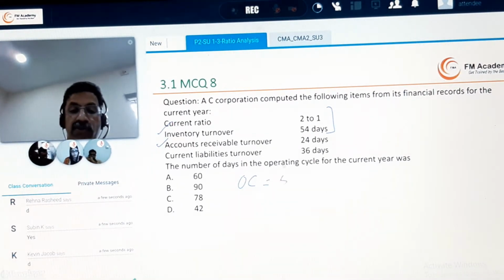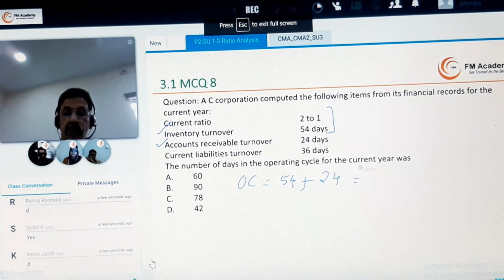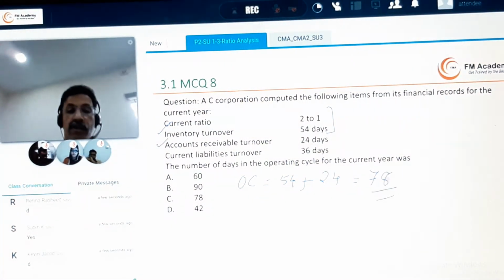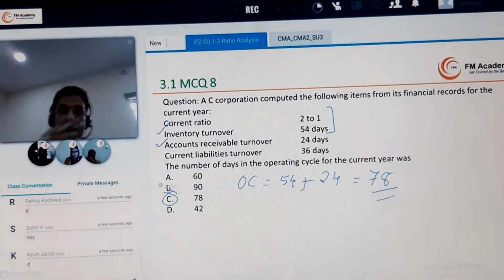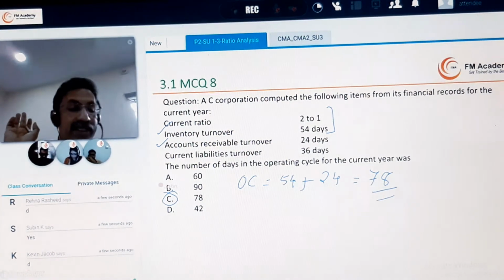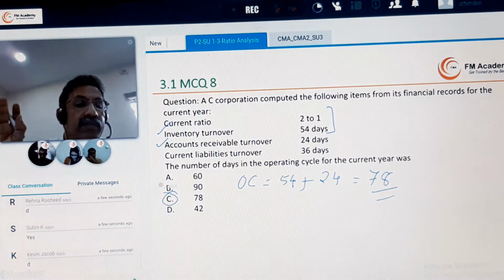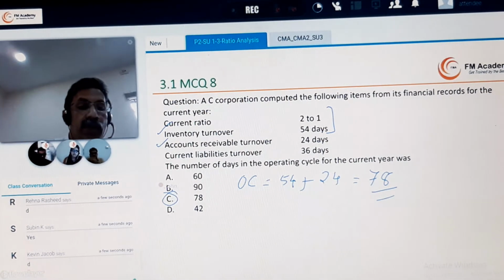Inventory turnover is 54 days and account receivable turnover is 24 days. So the total is 78 days. That is the operating cycle. So C is the answer. Is that correct? Yes. Anybody having any doubt, please raise it now. Any explanation needed, Sami? It's clear, sir. Okay.